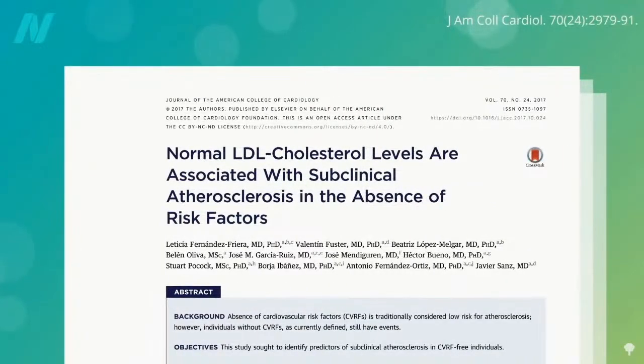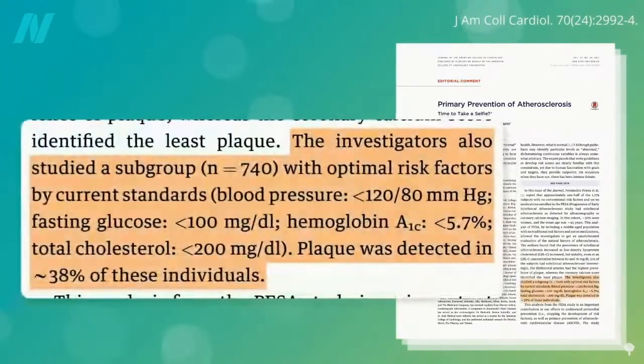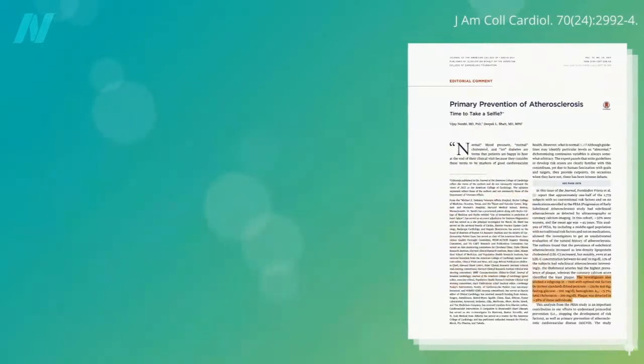Normal LDL cholesterol levels are associated with the hidden buildup of atherosclerotic plaques in our arteries, even in those with so-called optimal risk factors by current standards: blood pressure under 120/80, normal blood sugars, total cholesterol under 200. If you went to your doctor with those kinds of numbers, you'd get a gold star and a lollipop. But if your doctor used ultrasound and CT scans to actually peek inside your body, overt atherosclerotic plaques would be detected in 38% of people with those kinds of quote-unquote optimal numbers. Maybe those ain't so optimal after all.